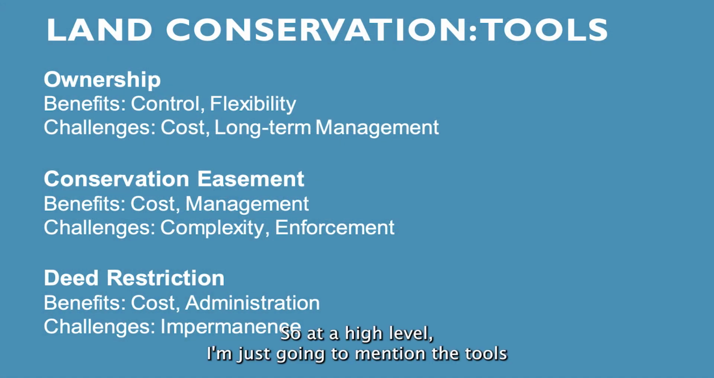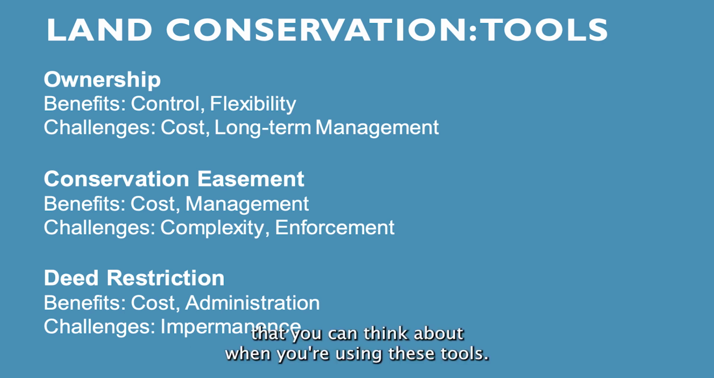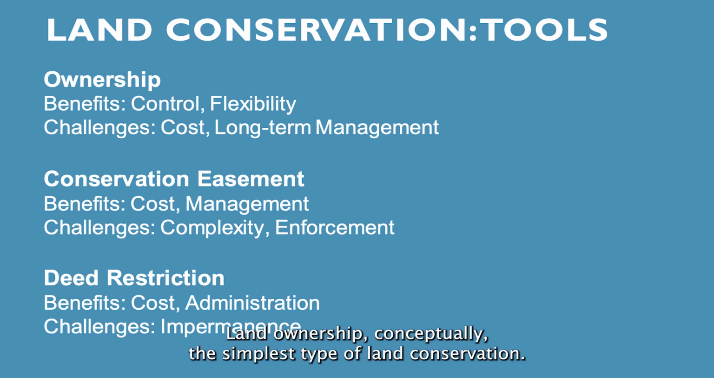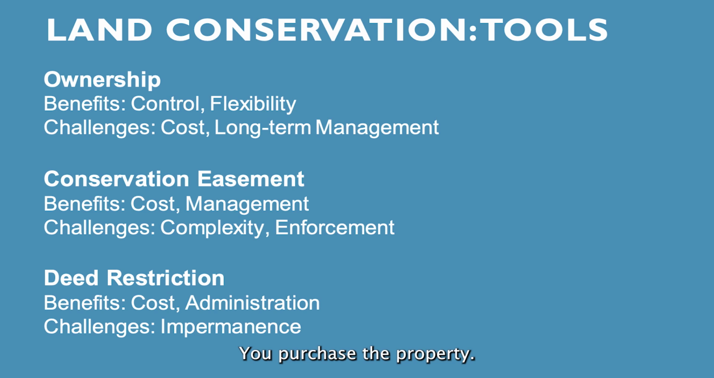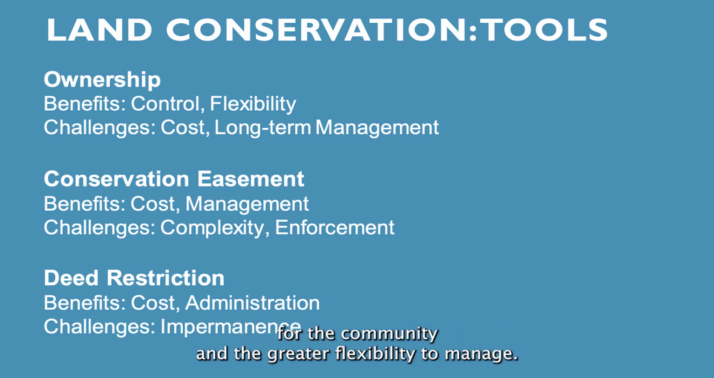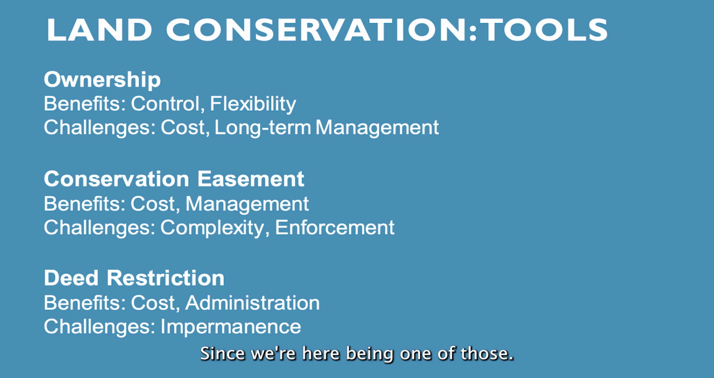So at a high level, I'm just going to mention the tools for land conservation, different models that you can think about when you're using these tools, and then probably won't have time for benefits, but Alyssa went over these in a really great way. So a couple tools. Land ownership, conceptually the simplest type of land conservation. You purchase the property, maybe it's donated if you're lucky, but usually you purchase it, and then you own it outright. And the benefits are that it provides the greatest control for the community and the greatest flexibility to manage it long term for your particular goals. Drinking water, since we're here, being one of those.